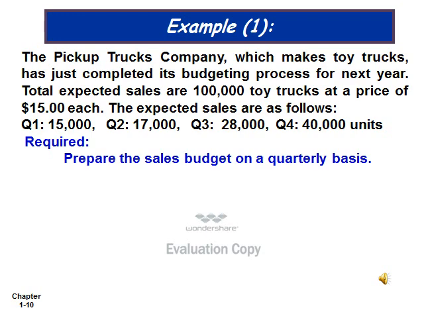Example 1. The pickup trucks company, which makes toy trucks, has just completed its budgeting process for next year. Total expected sales are 100,000 toy trucks at a price of $15 each. The expected sales are as follows. Quarter 1 will be 15,000, Quarter 2 17,000, Quarter 3 28,000, and Quarter 4 40,000 units. Required, prepare the sales budget on a quarterly basis.